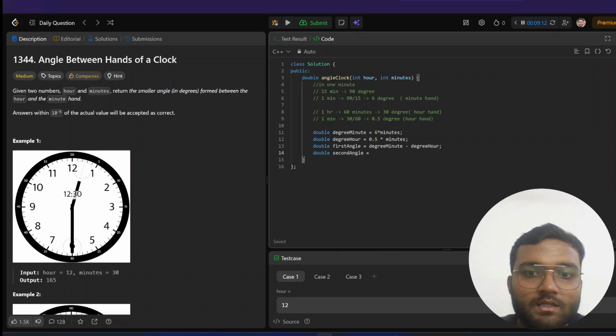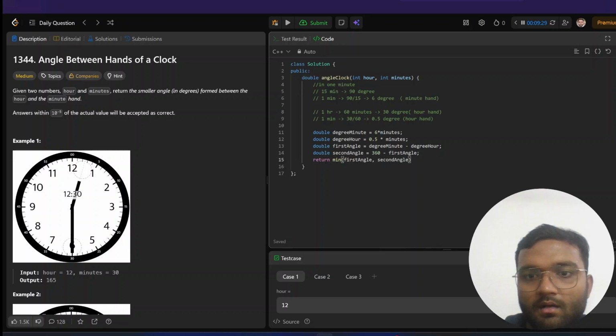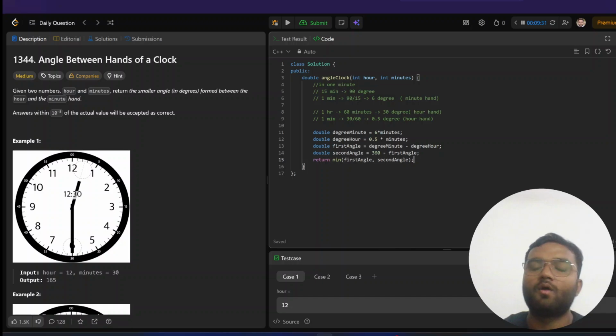Second angle will be what? I just need to subtract this first angle from 360. Now at the end I have to return the minimum, that is the smallest one, of the first angle and the second angle. I think I have written it correctly. Let's try to test it out.